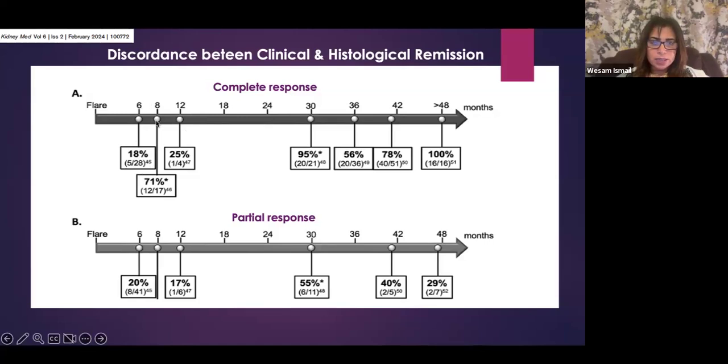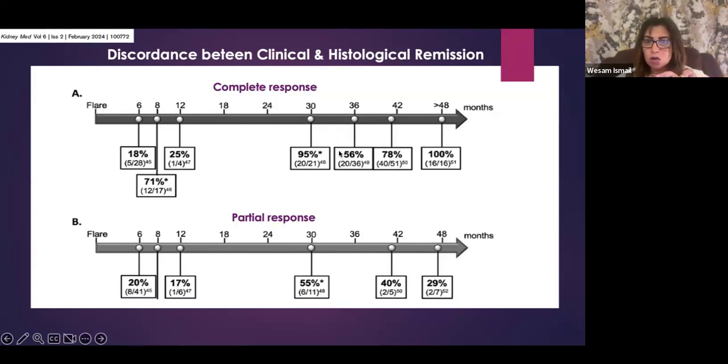Another study had a time point at 8 months. They had 71% of their patients, and they had only 17 patients. Sorry, the previous ones were 28. 71% of their patients at 8 months post complete clinical response had evidence of histological activity. And then at a time point of 12 months, that's 1 year later, they had only 4 patients who were submitted to the second biopsy, and one of them still had histological activity.